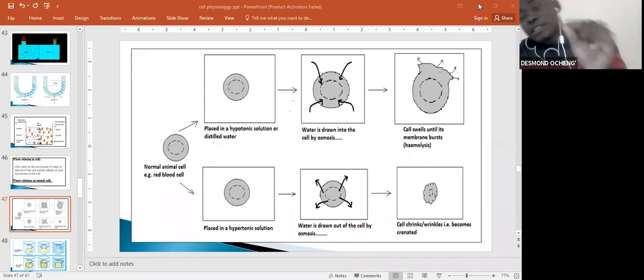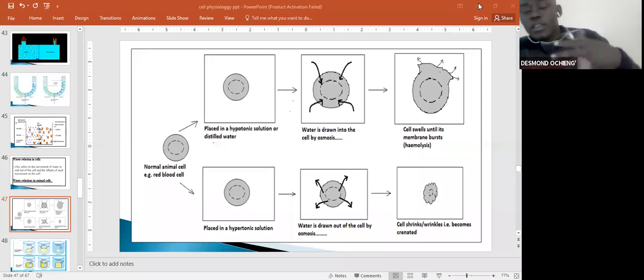So if the cells and these body fluids are not kept at an equal concentration, it means that they will either experience hemolysis or crenation. So it is always important for our body cells to be kept at an equal concentration, so that there is no hemolysis and there is no crenation. Okay. Now, Joseph, your question, I think I have said that.